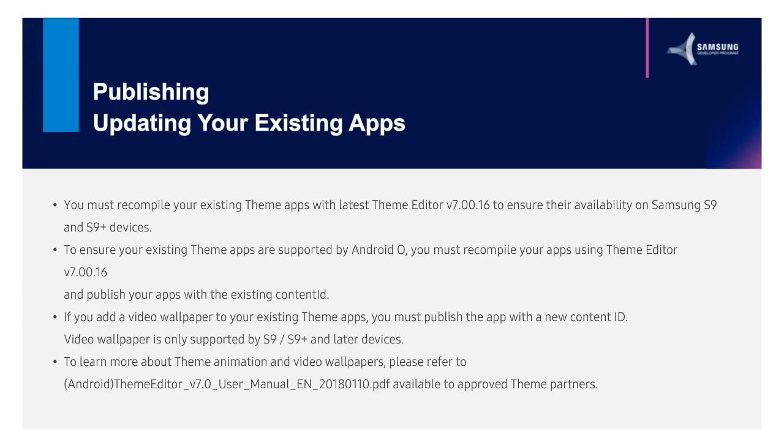Now, for existing publishers who want to update their existing theme product or theme content, in order to make sure that your existing theme apps are compatible on Android O devices, you must recompile your theme using the latest Theme Editor for Windows, which is version 7.00.16. All the wallpaper and theme products that contain video wallpaper are only going to be available for S9 and onward devices.